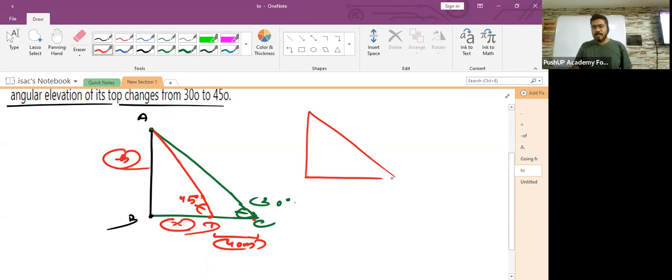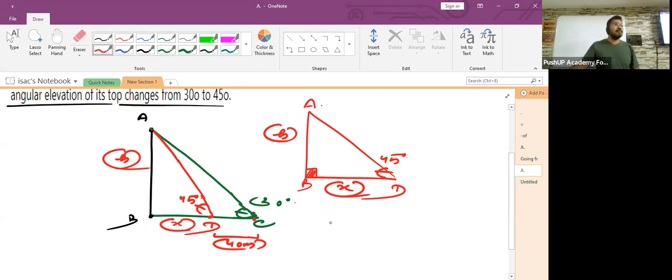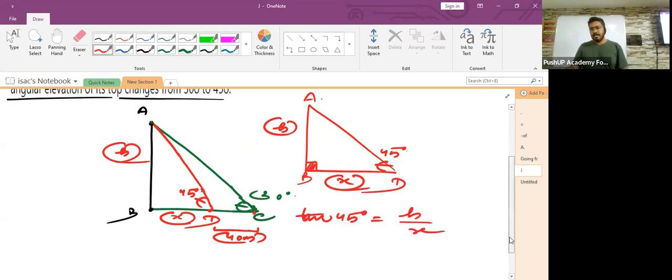So this is the first triangle, the smaller one. This is A, this is B, and this is D. Okay, angle B, this is how much? 45 degree. AB is the height, and BD is assumed as X. So which function? Tan function, all right. So tan with reference to 45 degrees is equal to opposite upon adjacent.